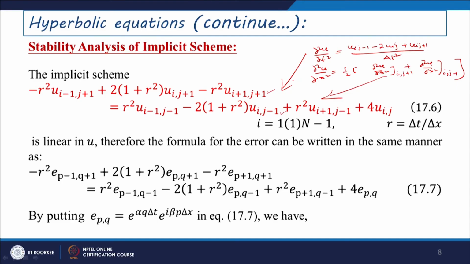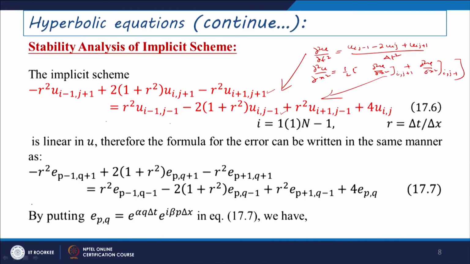Especially if you look here, this equation gives you a linear representation of u. Therefore, the formula for the error can be written in the same manner as we defined for the explicit scheme. And this relationship can be written where u is the true solution and u star is the approximated solution.